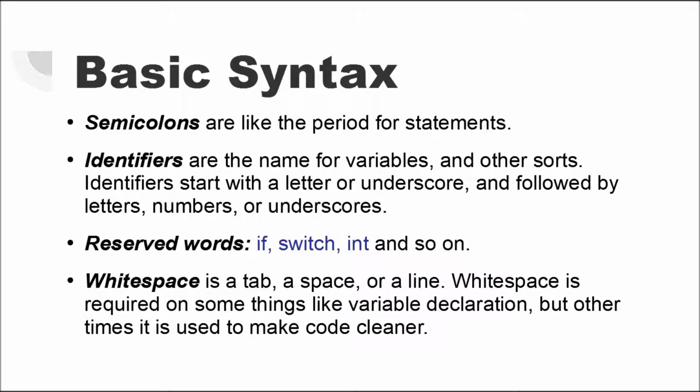Here is the review for basic syntax. Semicolons are to C programming as periods are to English. It's the ending for statements, so the computer knows that you ended the statement. Identifiers are the name for variables, functions, and other things. Identifiers have certain rules because if they were anything, that would be some trouble. They can only start with a letter or underscore, so they cannot be started with a digit, and can be followed with letters, numbers, and underscores. The underscore is kind of like a replacement for spaces. So if you wanted to have a space in your variable, replace it with an underscore.